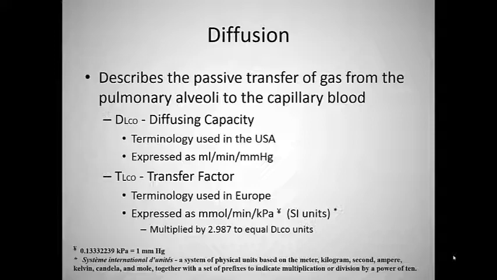But whenever they use transfer factor, the only difference is you may see different units. They use millimoles per minute or kilopascals. There's a conversion factor for that that I wrote down here. It's kind of irrelevant, with different normal ranges, but it is the exact same measurement. Transfer factor and diffusing capacity, we're talking about the exact same thing.